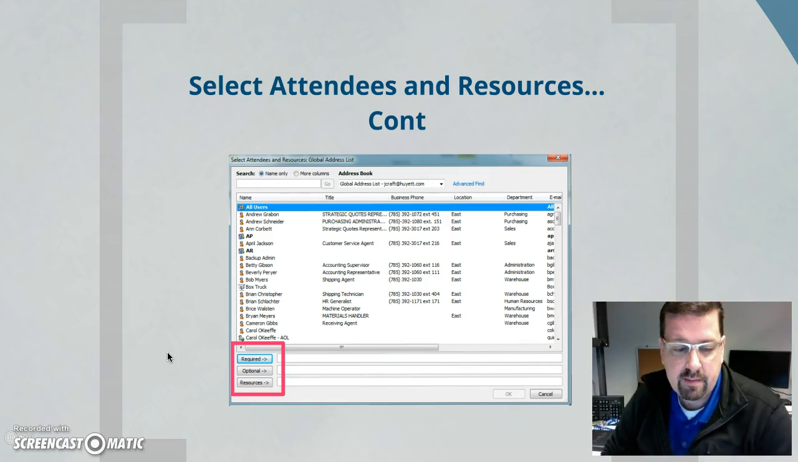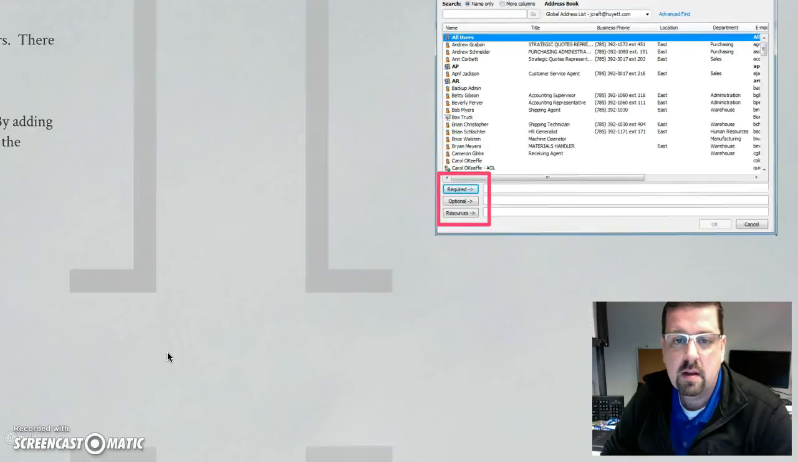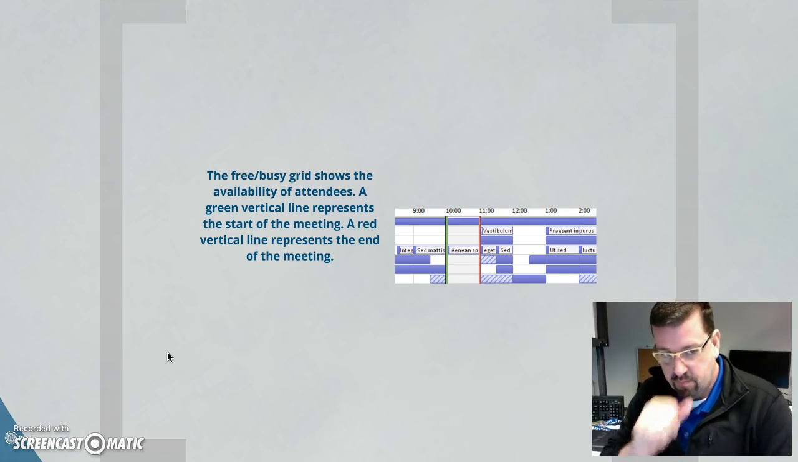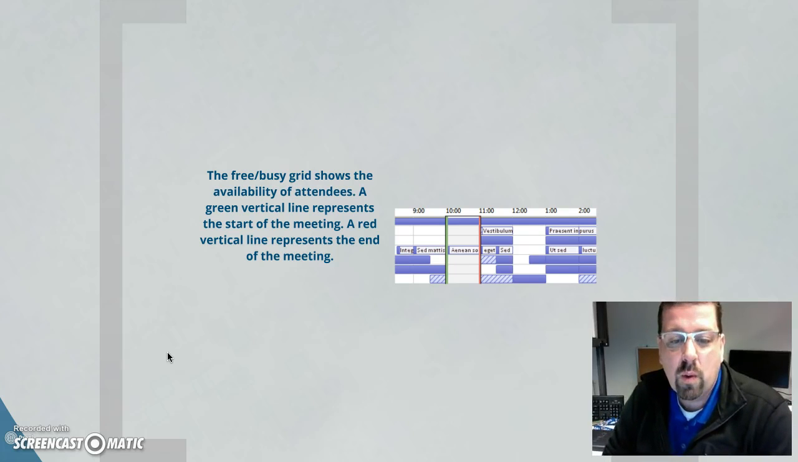Once you put those people in, go ahead and click OK. The free and busy grid will tell you exactly where the person is going to be, whether they are free for that time or not. What this is showing you is that from 10 o'clock to 11 o'clock is an hour-long meeting. The beginning of the meeting is green and the end of the meeting is red, so you know where the meeting starts and stops in this chart.